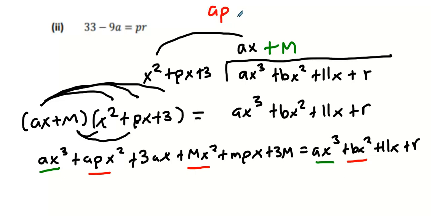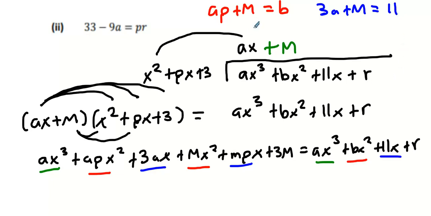AP plus M equals B. I've learned something there. Blue. What do we learn here? 3A plus M equals 11. And finally, MP, thank you. And then what about the last one? R equals 3M, which would be the green one.